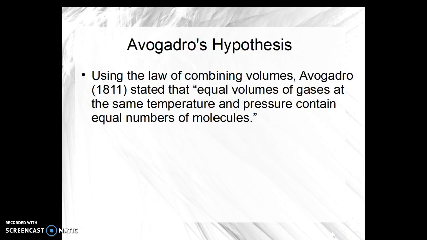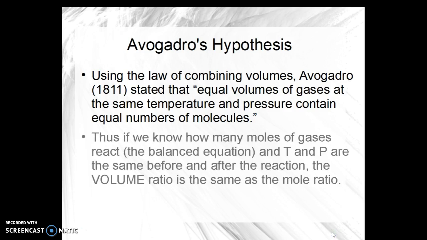Go back to Avogadro's hypothesis, one of the foundational theories of chemistry. Avogadro stated that equal volumes of gases at the same temperature and pressure contain equal numbers of molecules. Therefore, if we know how many moles of gases react, that is, if we have the balanced chemical equation, and the temperature and pressure are the same before and after the reaction, the volume ratio of the gases would be the same as the mole ratio of the chemicals.